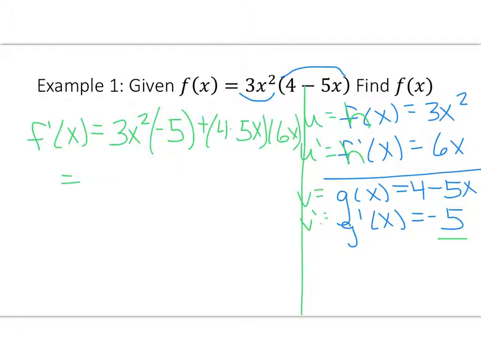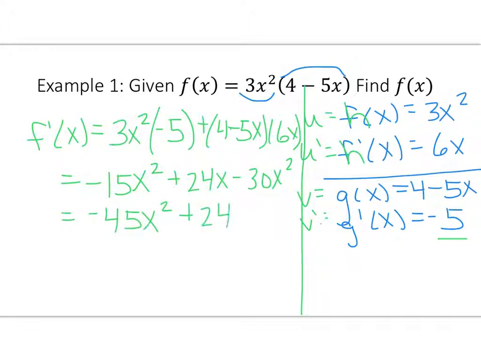So 3x squared times negative 5 is negative 15x squared. 6x times 4 is positive 24x. That's a minus there. And 6x times 5x is negative 30x squared. So I can clean this up and say it's negative 45x squared plus 24x.